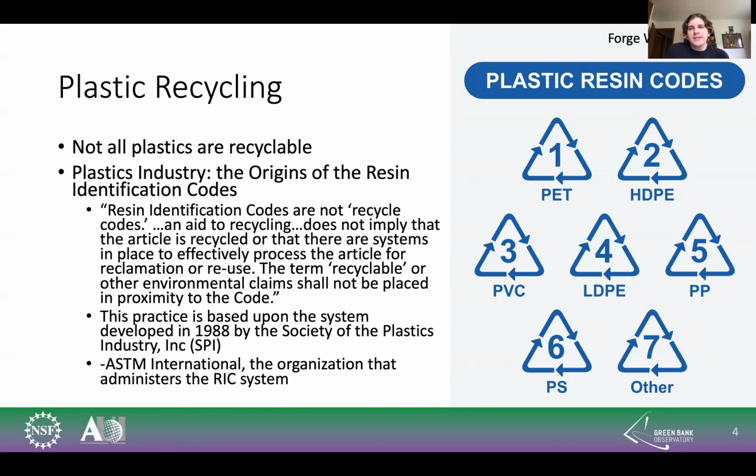Now, these resin identification codes are not actually associated with recycling. They were first created in 1988 by the Society of the Plastics Industry as a way of simply identifying different types of plastics. In fact, their official statement is that they are not recycle codes, and they do not imply that an article is recycled or that there are systems in place to effectively process that article. In fact, recyclable, according to them, shall not be placed in proximity to the code whatsoever.